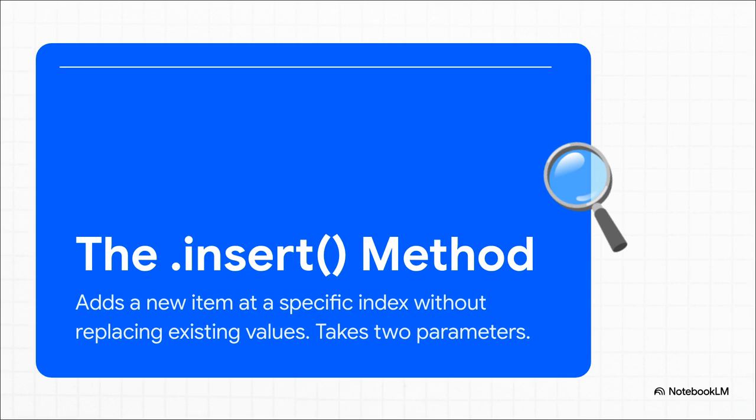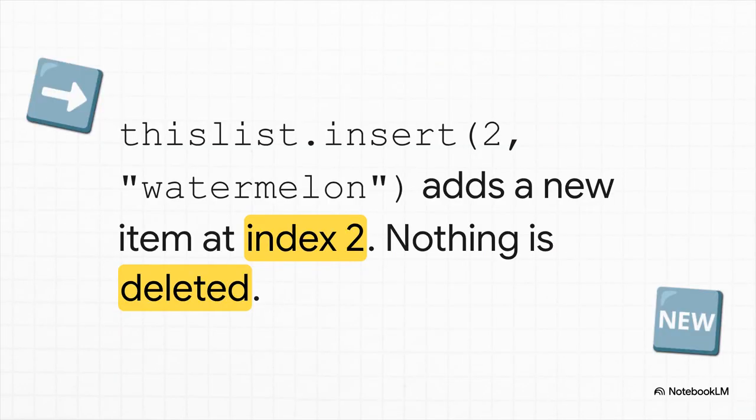It doesn't overwrite any of your data. It just finds the spot you want and carefully adds a new item. All you have to do is tell it where to insert and what to insert. Let's see this in action. We've got our fruit list, and we call list.insert 2, watermelon. We're telling Python, hey, go to index 2, which is where cherry is right now, and just slide watermelon in right there. Now notice what happens to cherry. It's not gone. It just gets pushed one spot down the line to make room.